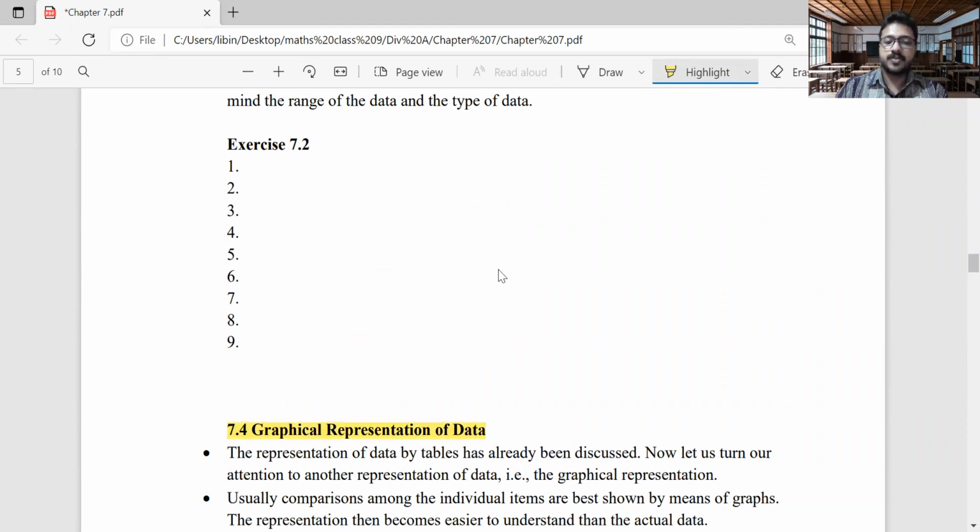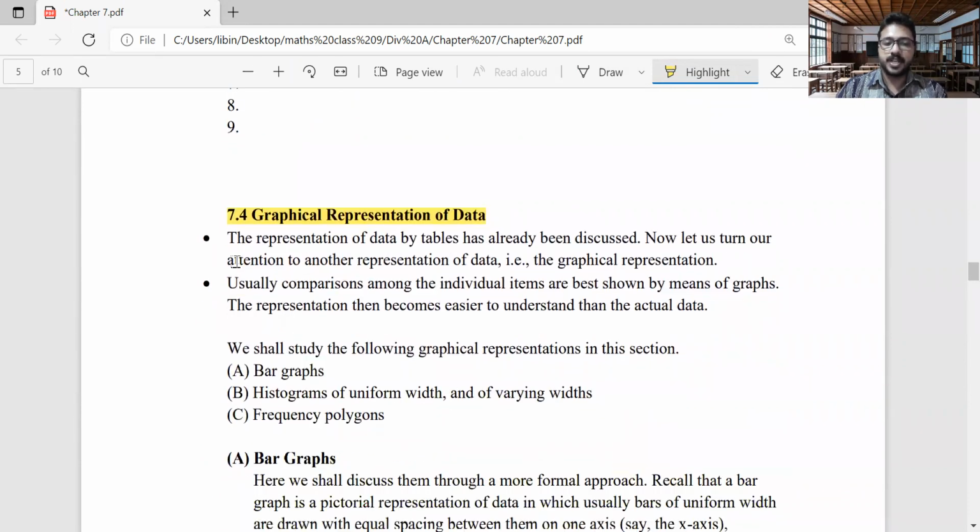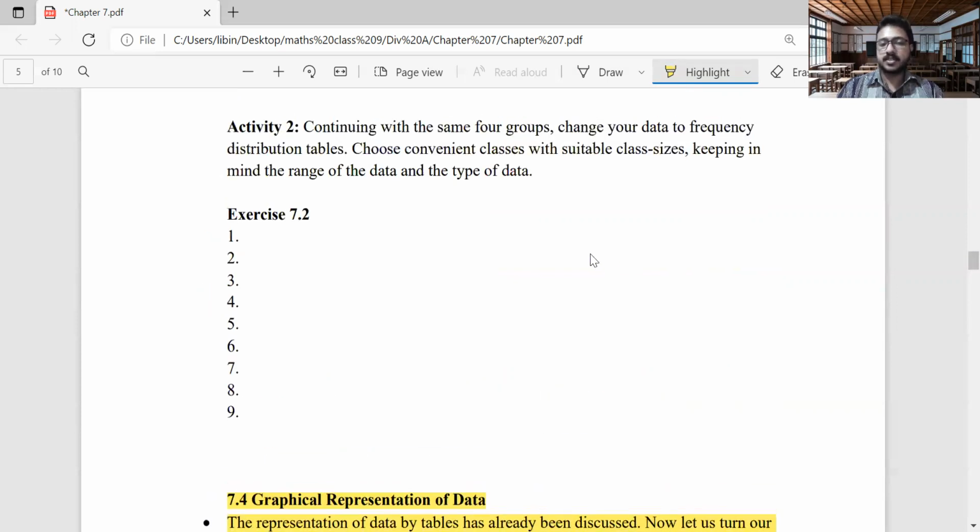Okay, section 7.4, graphical representation of data. The representation of data by tables has already been discussed. Now let us turn our attention to another representation of data, that is graphical representation. Usually, comparisons among the individual items are best known by means of graphs. The representation then becomes easier to understand than the actual data.